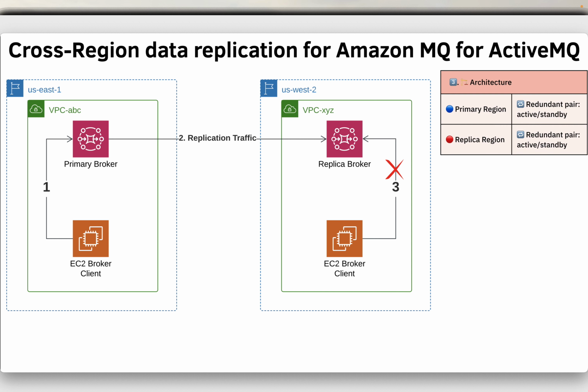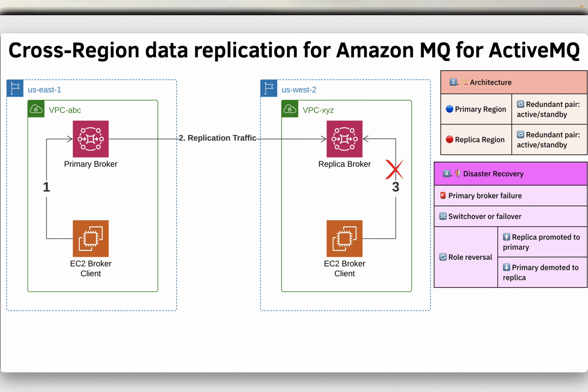The architecture consists of primary and replica brokers in different regions. The primary region contains a redundant pair of active standby brokers, which is the primary broker, while the secondary region contains another redundant pair, the replica broker. So cross-region data replication serves as a cross-region disaster recovery solution.